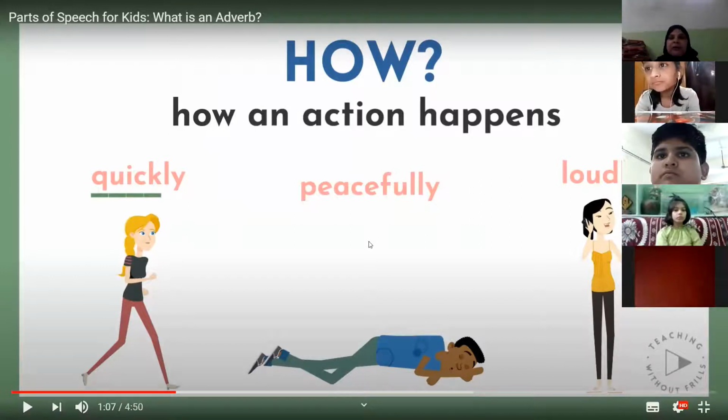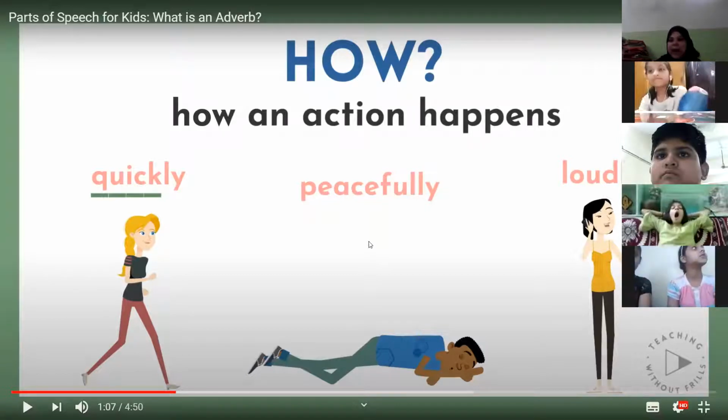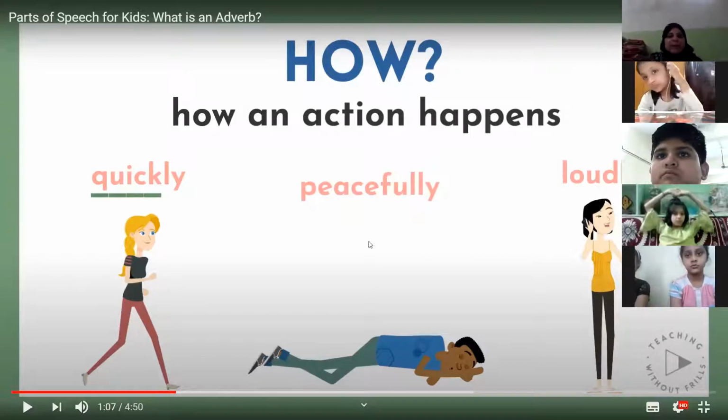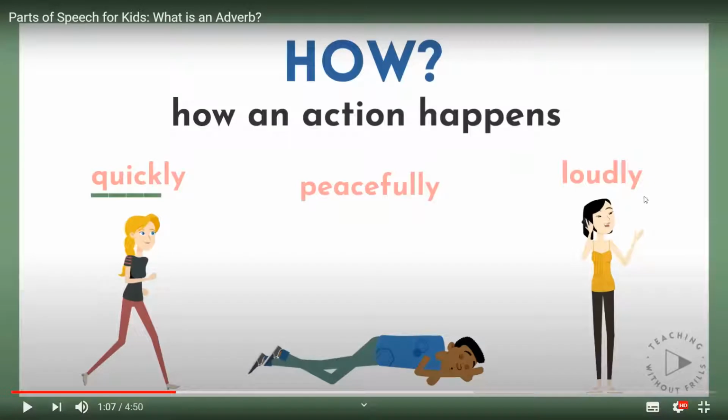How did she walk? She walked quickly. Walk is the verb. Quickly is the adverb. It is describing how she walked. He slept peacefully. Sleeping is an action, right? Slept is the action here and peacefully is the adverb. And next, it says loudly.